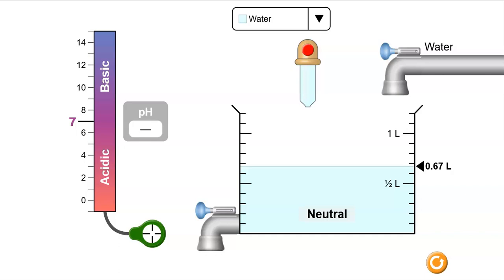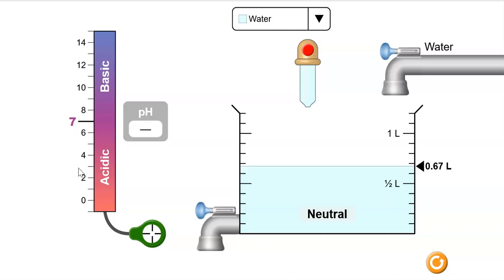As a way to introduce acids and bases and the pH scale, I'm going to use the PhET simulator from the University of Colorado. And if you'd like to access this yourself, if you Google PhET simulation Colorado, and then acid base or pH, you should find it.